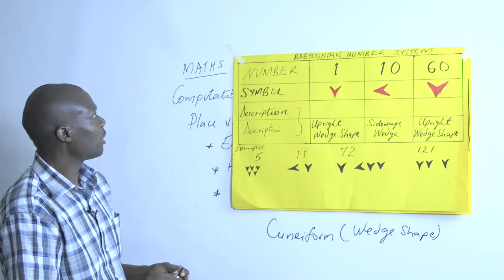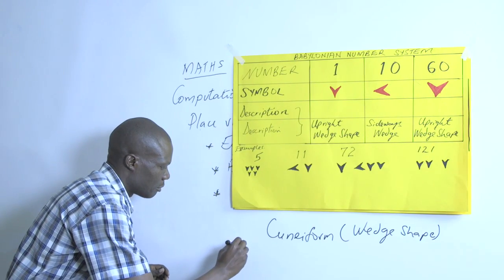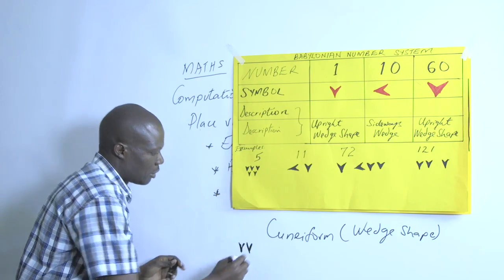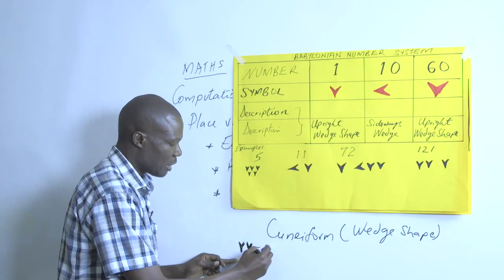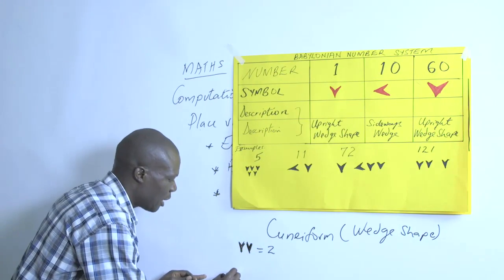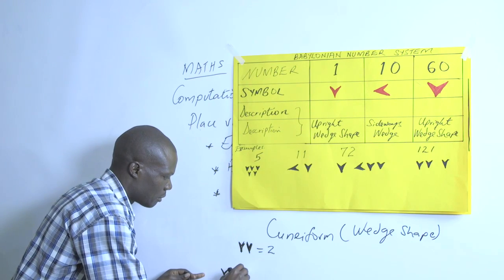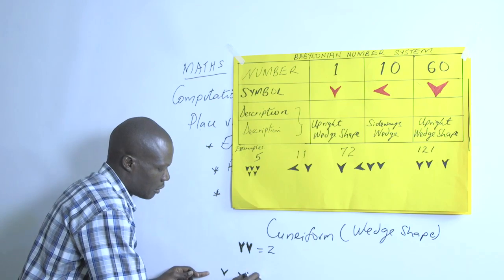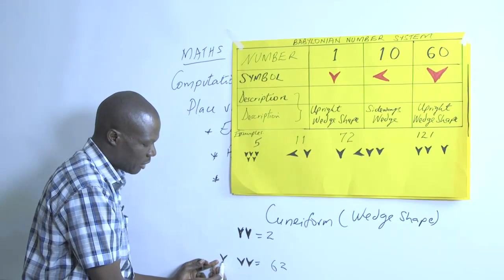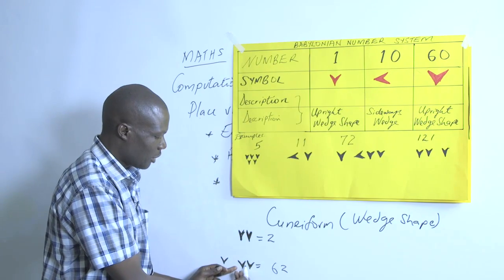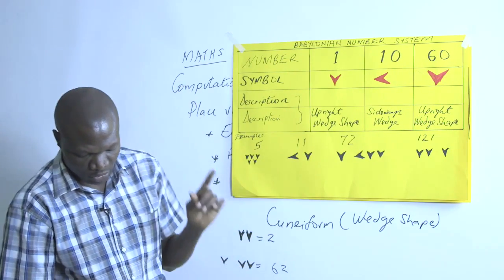So you'll notice, for example, if I illustrate, if I have this wedge shape together, this one represents a 2. But the moment I bring a space, there is a space here, then this one represents 62. This first wedge shape is for 60, and then these 2 wedge shapes are for 1 each. That gives us 62. That's why we are saying that this number system was positional.